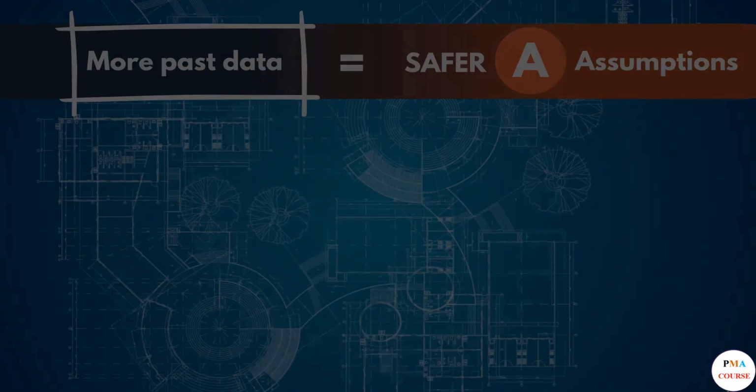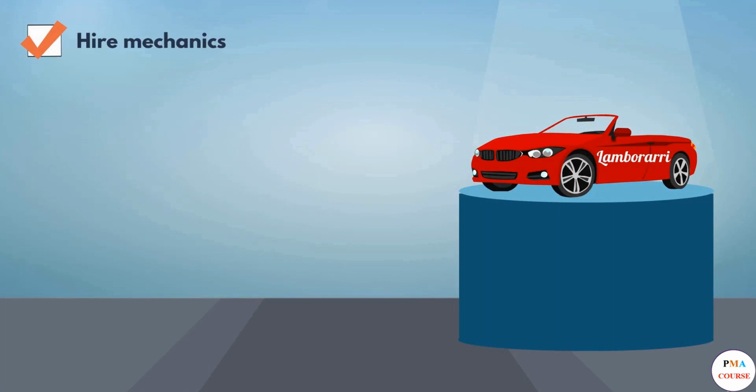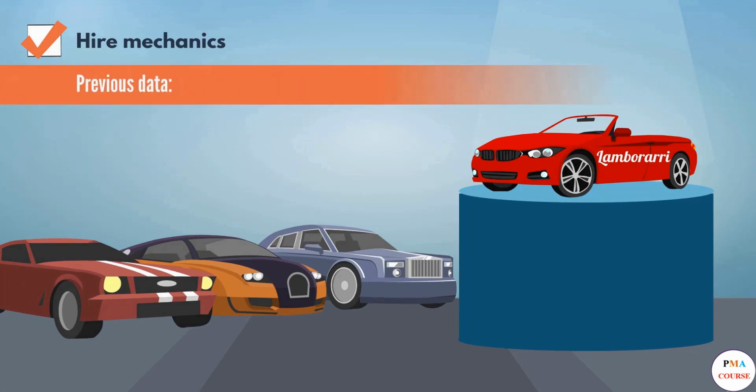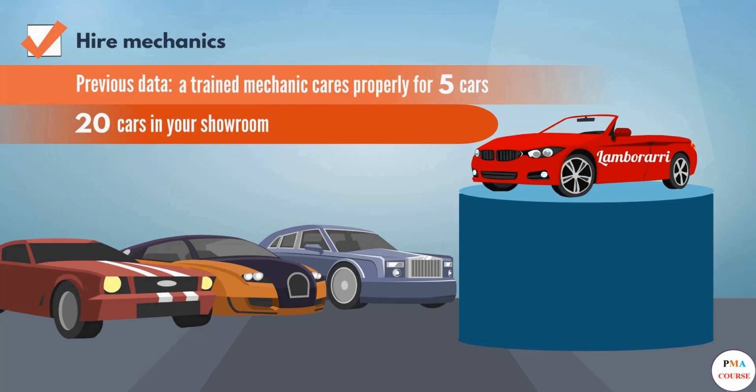Imagine Lamborghini needs to hire a certain number of mechanics to deal with any problems the show cars may have. You, as the project manager, could look at previous data where a similarly trained mechanic from a previous showroom project was able to properly care for 5 cars. You plan to have 20 cars in your showroom. Therefore, you can assume you will need to hire 4 mechanics. While there is still a level of uncertainty, it is a lot less than if you had no previous data.